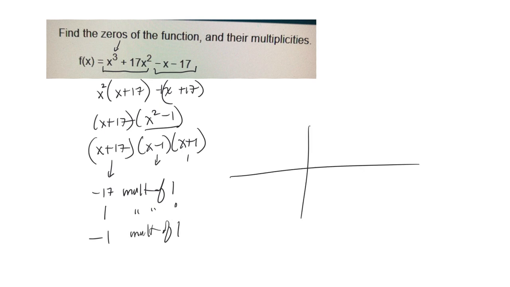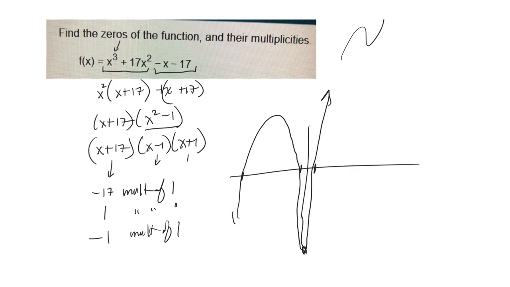If they wanted to graph that, at negative 17 something happens, at 1 and at negative 1. The y-intercept is negative 17 down here somewhere. So the graph, since it's a cubic, is like this. So it'll go up, come down, and go back up. Something like that.